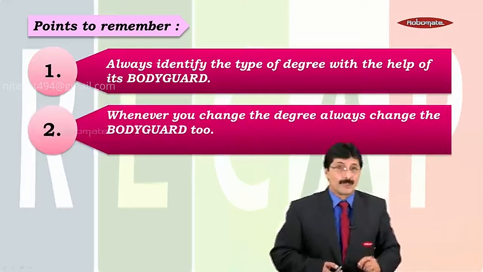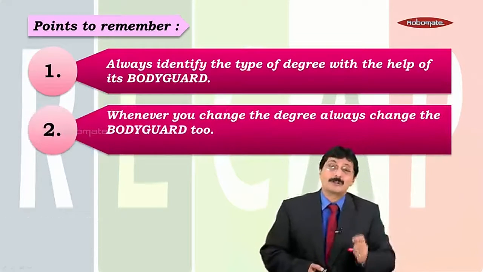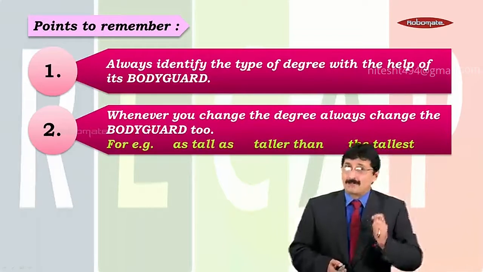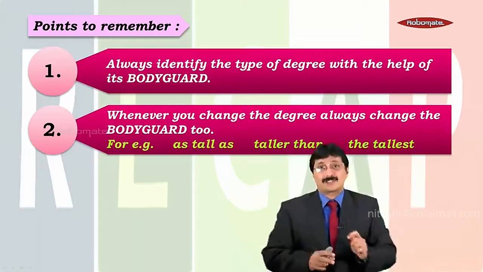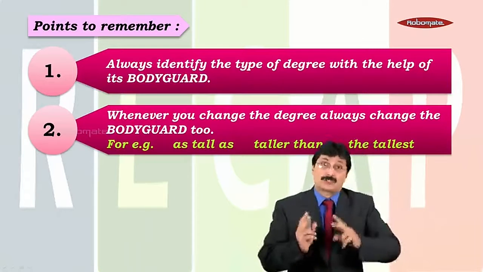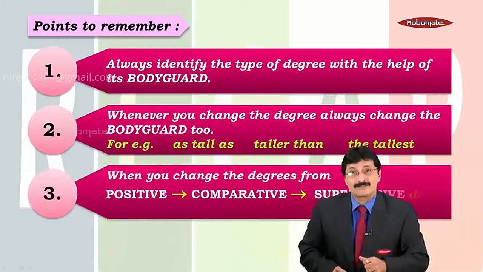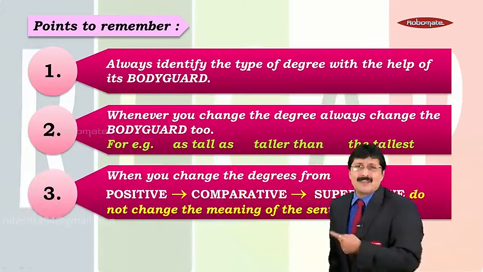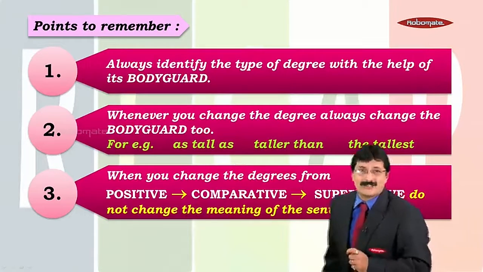2, whenever you change the degree, the bodyguard also changes. Just remember that. That means if you change from positive to comparative, the as has to go and the than has to come. Superlative, the than has to go and the has to come. Awesome. And 3, remember, you should never ever change the meaning of the sentence when you're changing the degree.